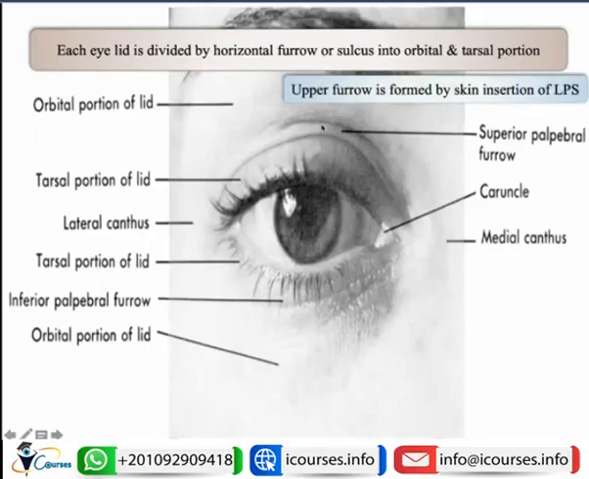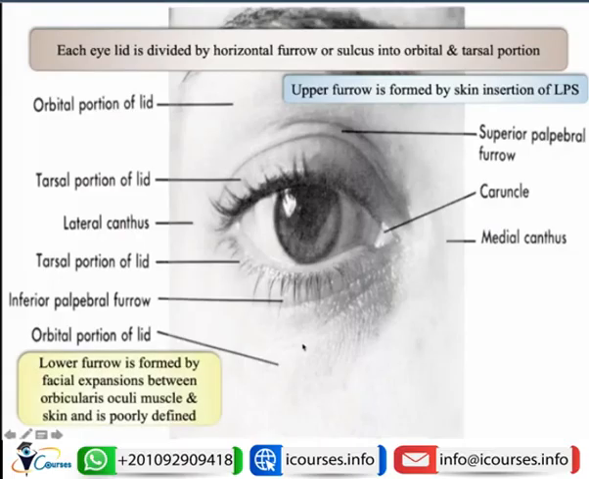The upper lid crease or upper furrow is very prominent and is formed by the skin insertion of the levator aponeurosis. You remember from yesterday, we said that the levator aponeurosis has 5 attachments or insertions. One of them is the attachment to the skin of the upper eyelid, which forms the skin crease. The lower furrow is less prominent than the upper one, and it is formed by fascial expansion of the orbicularis oculi. So you can see that it is poorly defined, not like the superior one.